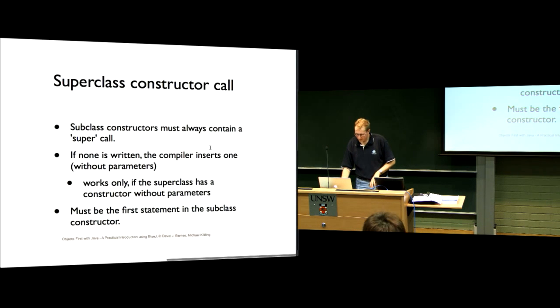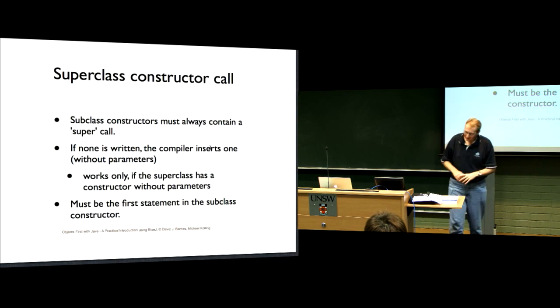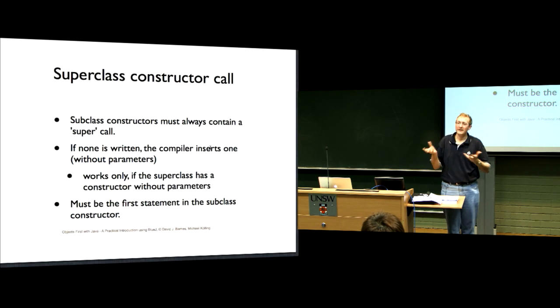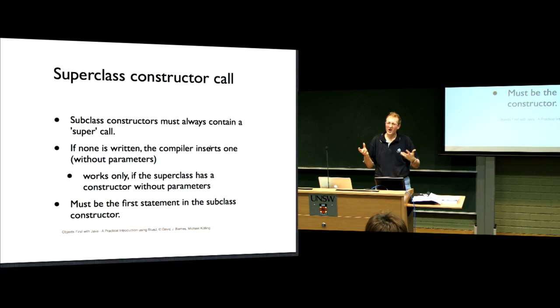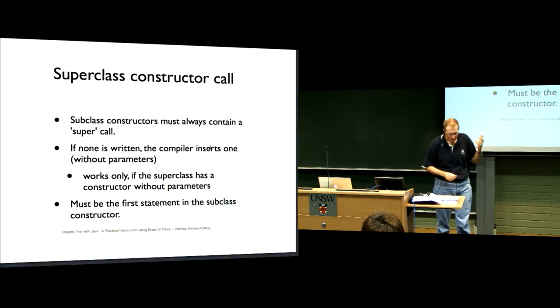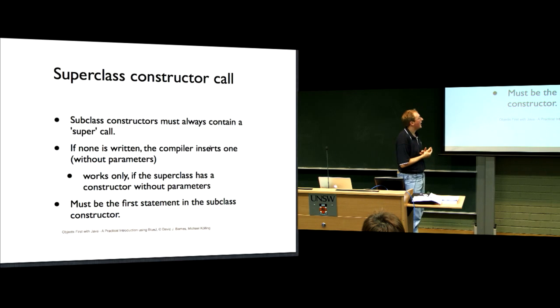There's a bit of information here. I was going to ask this question, but it's on the slide. You always have to have a superclass call. So you can't not have it. Kind of makes sense, really, that you can't just create a CD object without doing the stuff to create an item object. You have to have it do its own work. So you have to have a call to the super constructor. If you don't write one, the compiler will put one in for you. And the constructor that it puts in is called the default constructor.